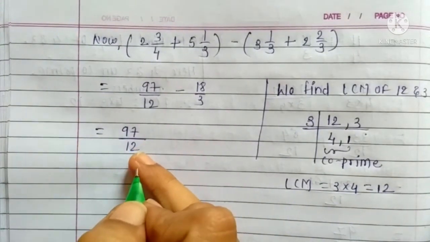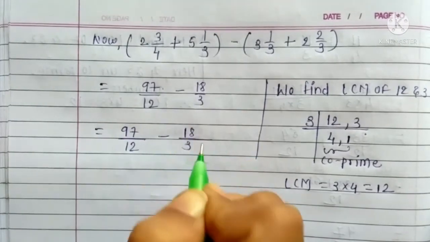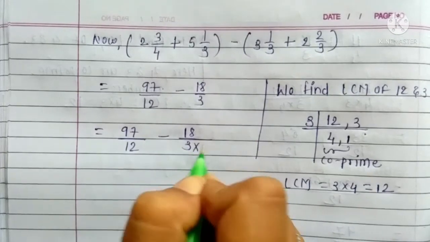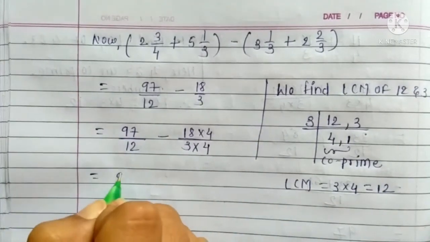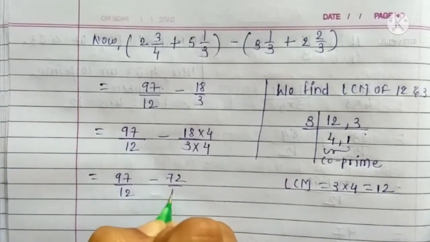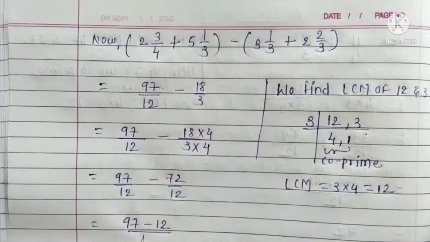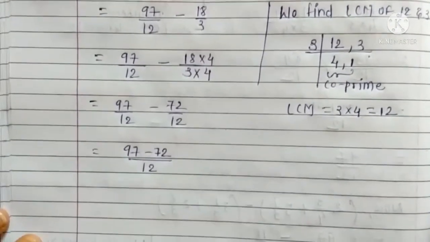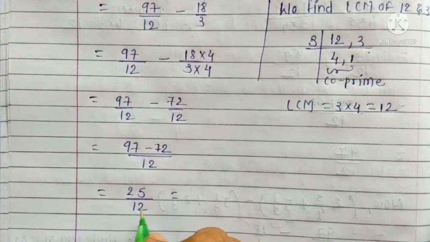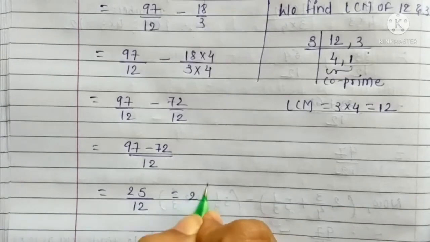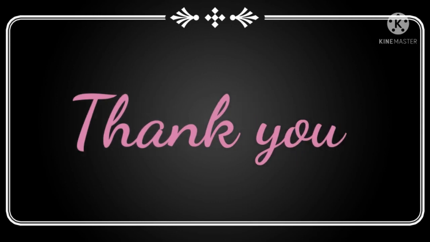So 97 upon 12 के denominator में already 12 है, तो यहाँ पे हमें कुछ भी नहीं करना है. But 18 upon 3 के denominator में 12 नहीं है, so हम denominator and numerator को 4 से multiply करेंगे, जिससे हमें denominator में 12 मिलेगा. So 97 upon 12 minus 72 upon 12. Here we observe that denominators are equal. So we find difference of numerator, we get an answer 25 upon 12. So mixed fraction of this improper fraction is equal to 2 complete 1 upon 12. Here we completed the activity 5 of chapter 7. Thank you one and all.